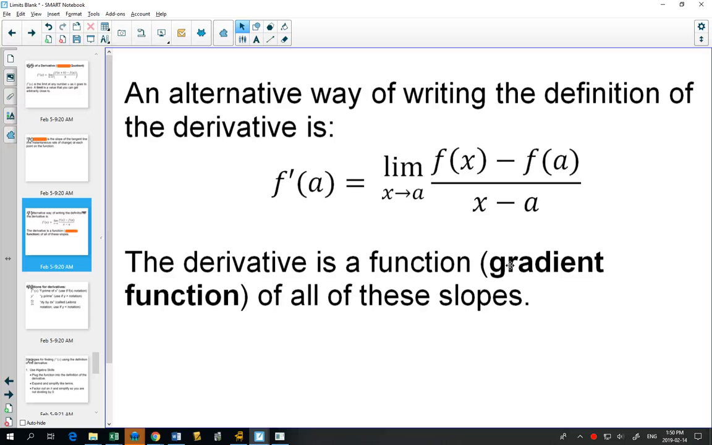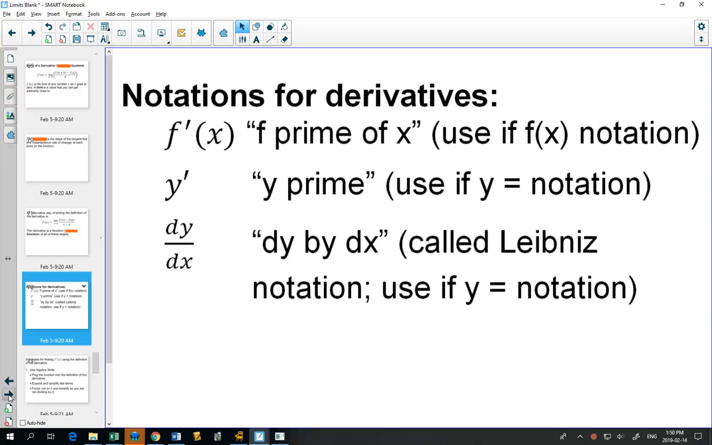Some notations. The first two, well, all three are quite common. F prime of x, we'd use that if your original question had f of x in function notation, then it would make sense to keep the function notation. Y prime, you'd use that if your original equation was y equals. And Leibniz notation, dy dx, also if you have y notation. But you can use all three of them interchangeably.